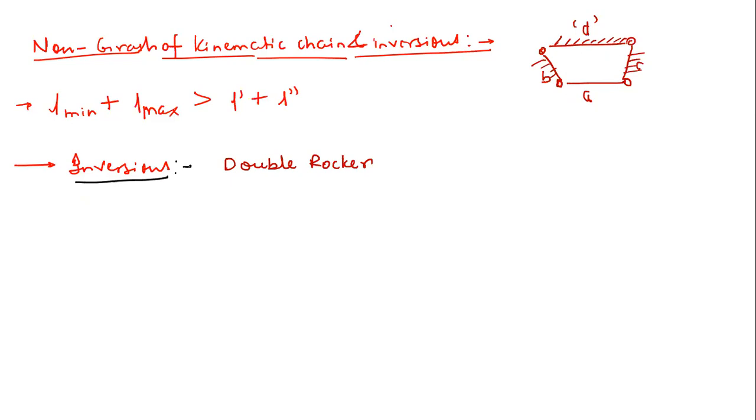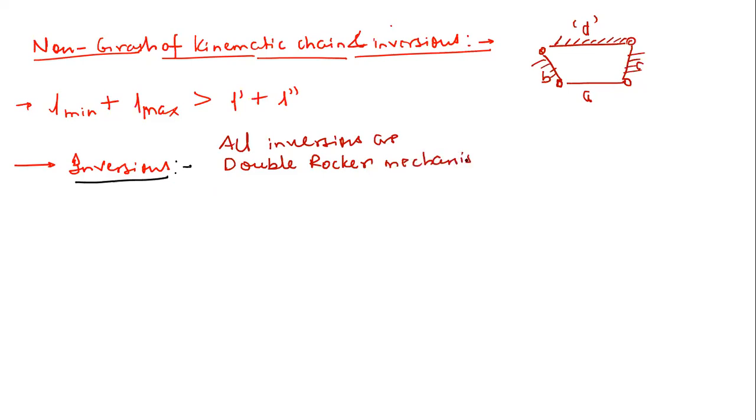Any idea? Rockers. It will be a rocker, double rocker, correct? So see, this is one of the very important differences between a Grashof kinematic chain and a non-Grashof kinematic chain. The inversions of a non-Grashof kinematic chain are all double rocker mechanisms, right? So all inversions in this case are double rocker mechanisms.